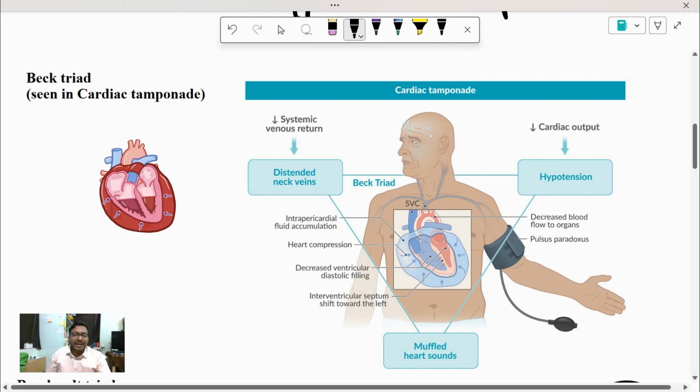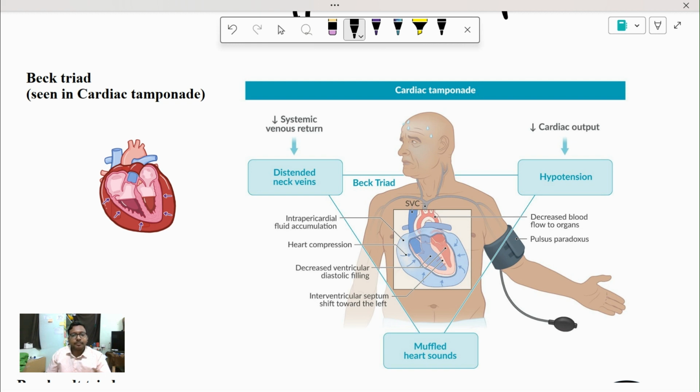So what happens? There will be decreased venous drainage into the heart. Okay. So as there is congestion within the veins, you have got distended neck veins. Now, again, because the heart is not able to contract properly, there will be decreased cardiac output, which is causing your hypotension, right? Then, obviously, your lub dub or the other heart sounds are normally maintained by your normal force of contraction. Because the heart is not able to contract properly here, you have got something like muffled heart sounds. That means they are heard something like very farther away.